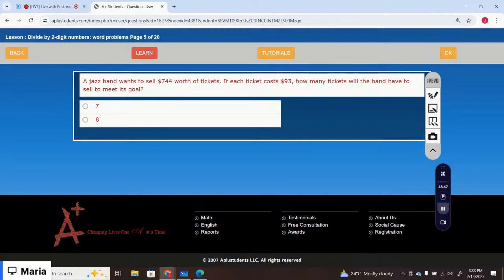744 divided by 93. Option number 2 is the correct option, that is 8. Okay, you can complete the lesson by yourself later today. Let me just move on to the next lesson.